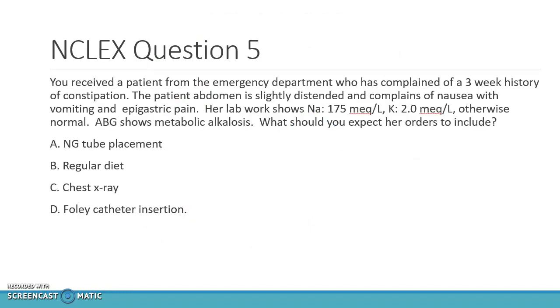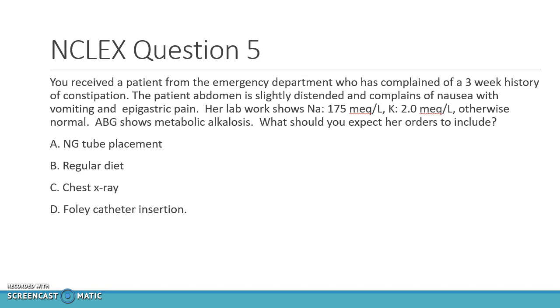So, NCLEX question number 5. You receive a patient from the emergency department who complained of a 3-week history of constipation. The patient's abdomen is slightly distended and she complains of nausea with vomiting and epigastric pain. Her lab work shows a sodium of 175, potassium of 2.0, otherwise normal. ABGs show metabolic alkalosis. What should you expect her orders to include?